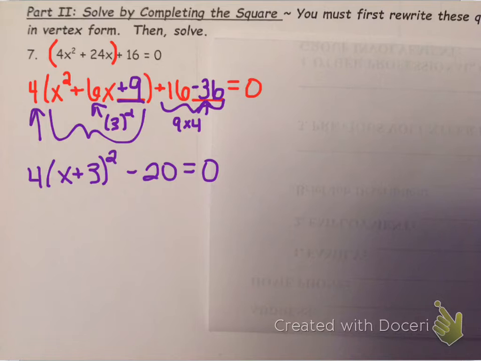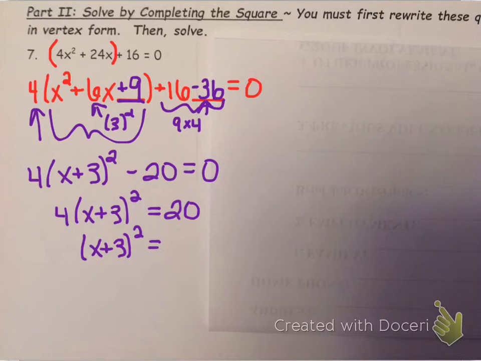So we would add the 20, of course. Same steps as number 2 and 3. So add the 20 to move it to the right side. Divide both sides by 4. Square root both sides. And of course remember to put plus or minus when you do that. And that gets rid of the squared over there, just leaving the x plus 3.